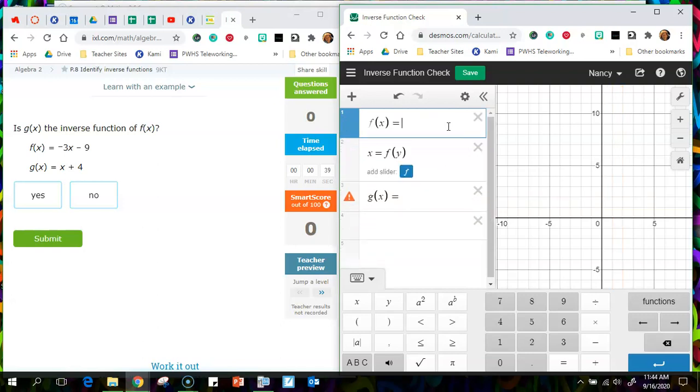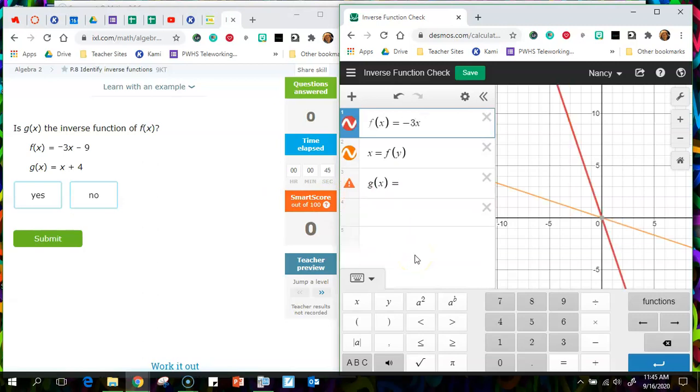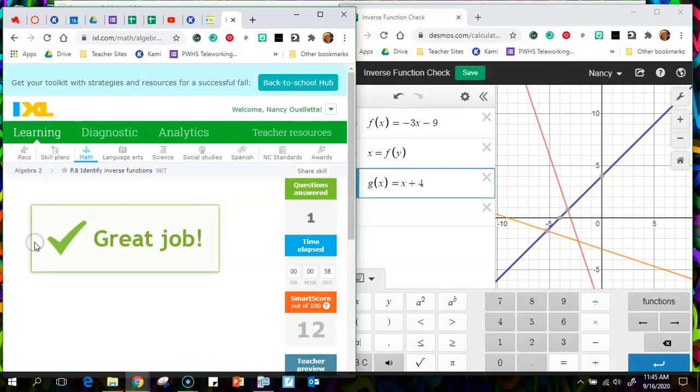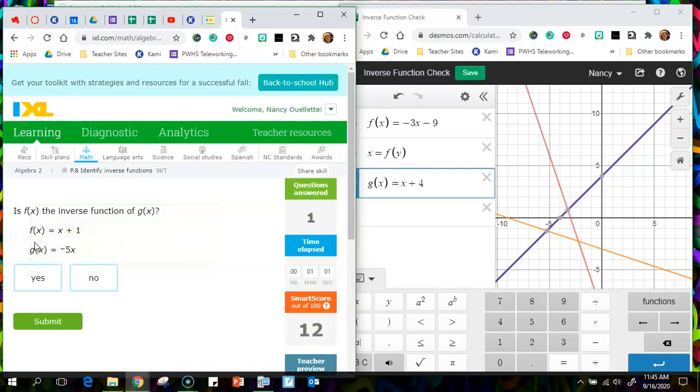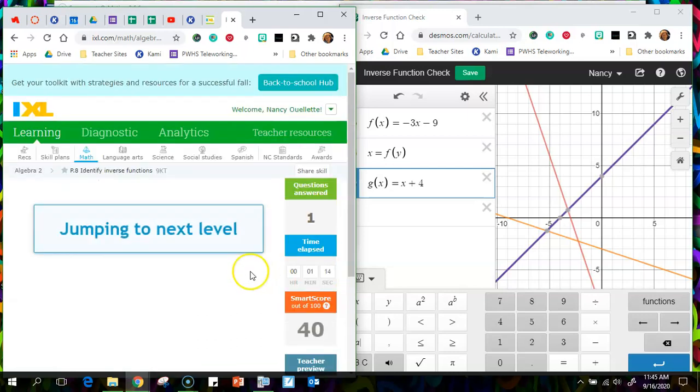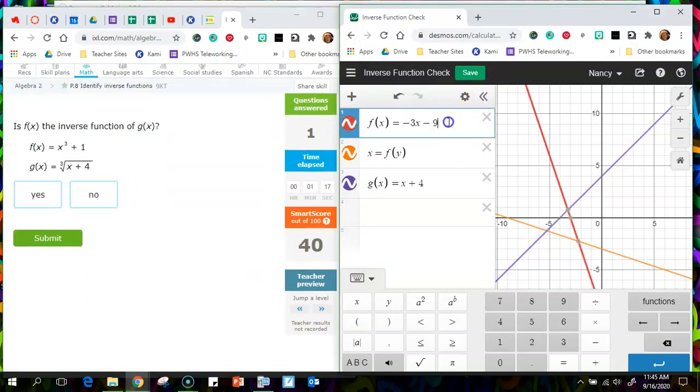So I'm going to enter the negative 3x minus 9, and then g of x is x plus 4. So obviously the purple doesn't coincide with the orange, so my answer would be no. So you're going to do this section, and again, if you don't know what I'm doing, then you need to go over to the live lessons and watch those instead of trying to guess or figure out what I'm doing here. If you've been at the live lessons, then you understand what I'm doing. So let's jump a level and maybe do one more.